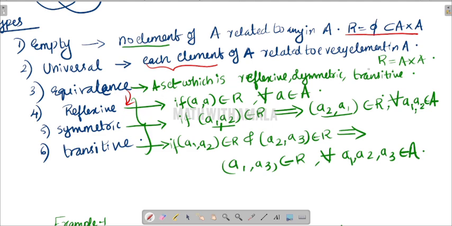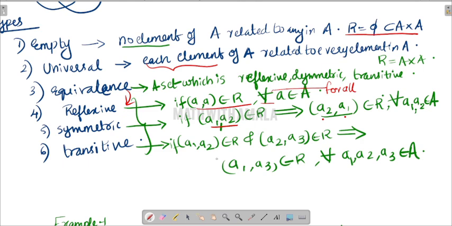Reflexivity means if we take (a, a) belonging to the relation R, that means a and a are related to each other. That is, if we take small a from capital A, then that a is related to that a itself. You can see a symbol there, and that symbol is called for all. That's the denotation. So you can read it like: if (a, a) belongs to R for all a belongs to A, that relation is called a reflexive relation.